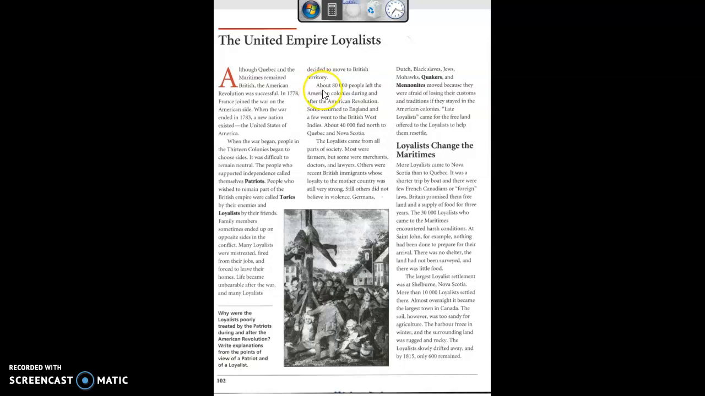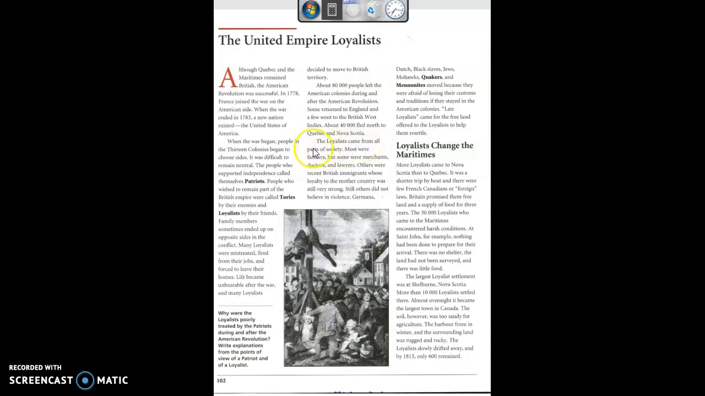Okay, back up here then. About 80,000 people left the American colonies during and after the American Revolution. Some returned to England, and a few went to the British West Indies. About 40,000 fled north to Quebec and Nova Scotia.